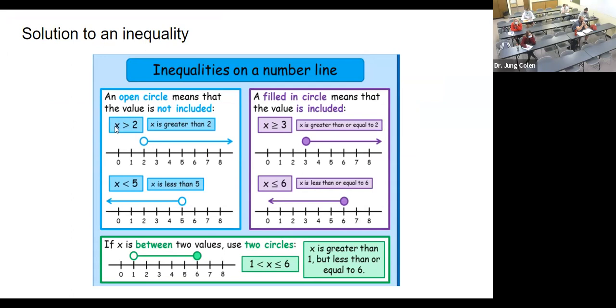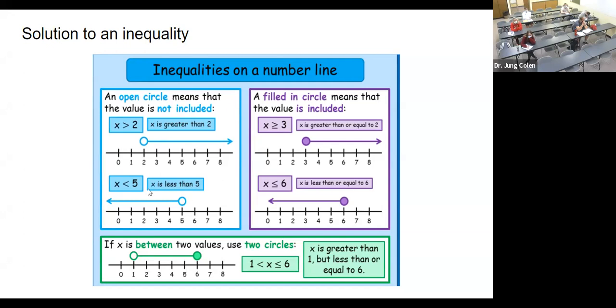But look at this x. X is greater than 2. So you are looking at the numbers that are bigger than 2, greater than 2 on this side, right? So starting from 2, but it's not included. So open that up. We move to the right-hand side of it. Does it make sense?